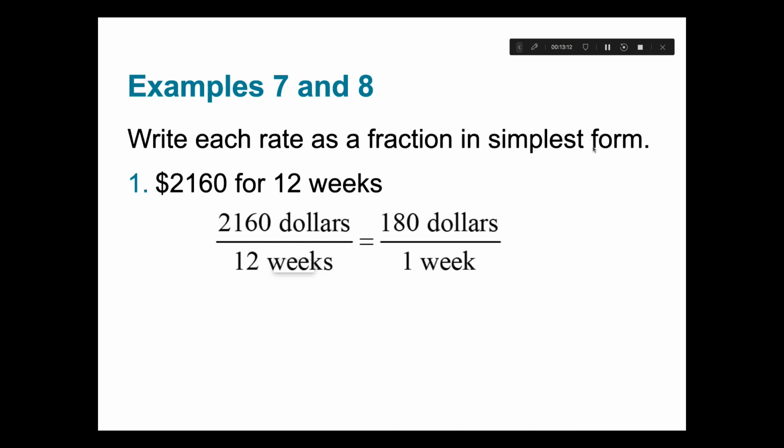It's always a good idea when you're working with rates to see if the bottom number will just divide evenly into that top number. So 2,160 is in fact divisible by 12. It is $180 every week.